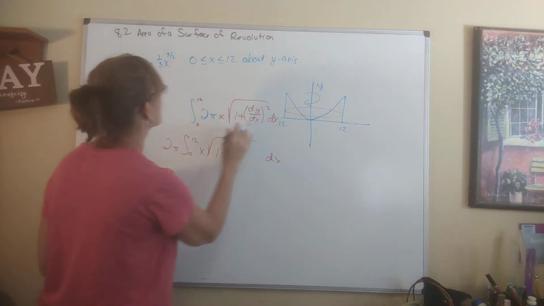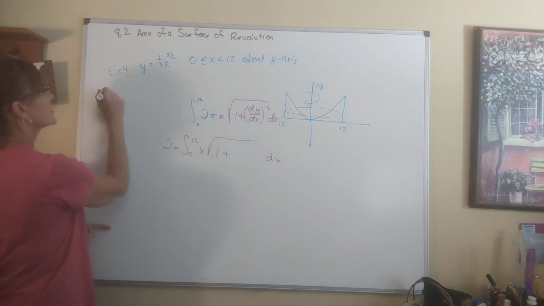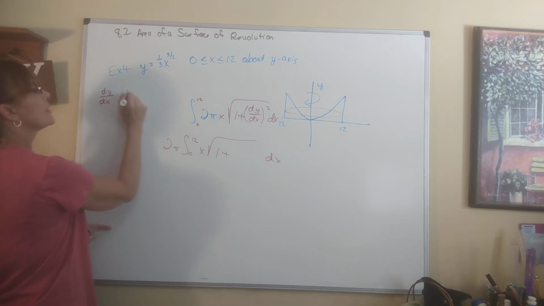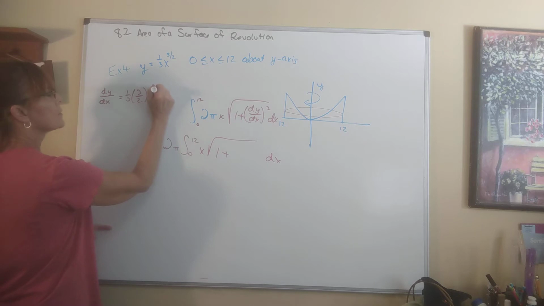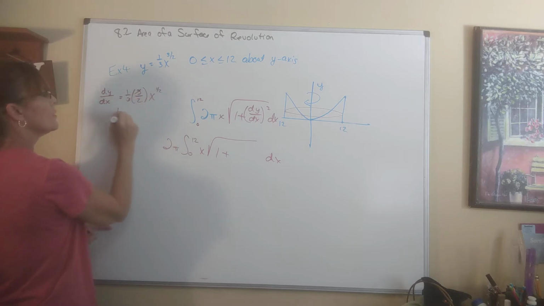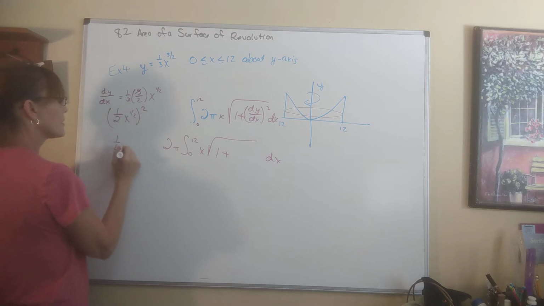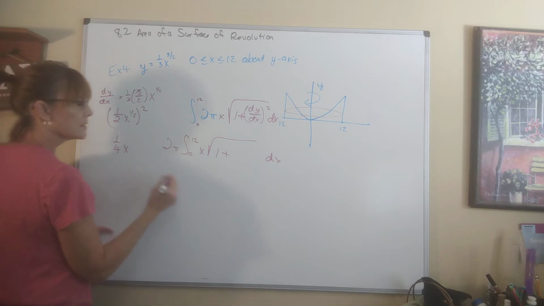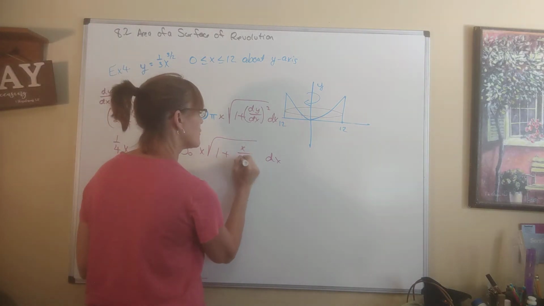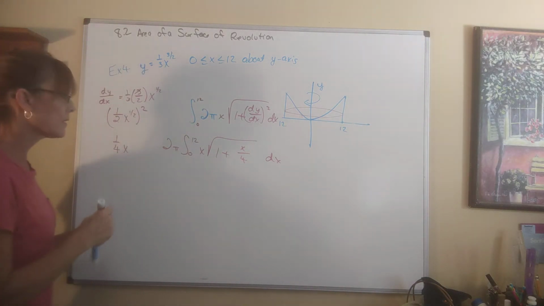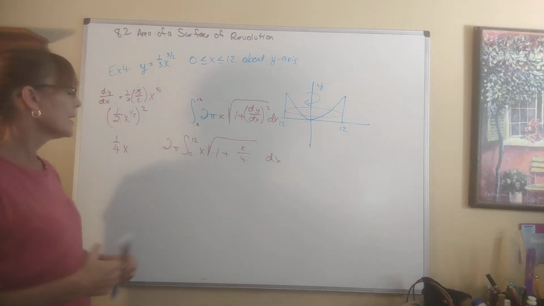So let's figure out the derivative here. dy dx is going to be 1/3 times 3/2 times x to the 1/2. So it's 1/2 x to the 1/2. And then we're going to square this. So this is going to be 1/4 times x. So this is really x over 4 is what we get right there.